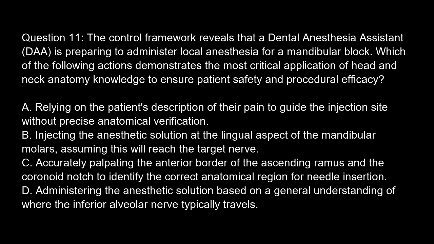Option A. Relying on the patient's description of their pain to guide the injection site without precise anatomical verification. Option B. Injecting the anesthetic solution at the lingual aspect of the mandibular molars, assuming this will reach the target nerve. Option C. Accurately palpating the anterior border of the ascending ramus and the coronoid notch to identify the correct anatomical region for needle insertion. Option D. Administering the anesthetic solution based on a general understanding of where the inferior alveolar nerve typically travels.